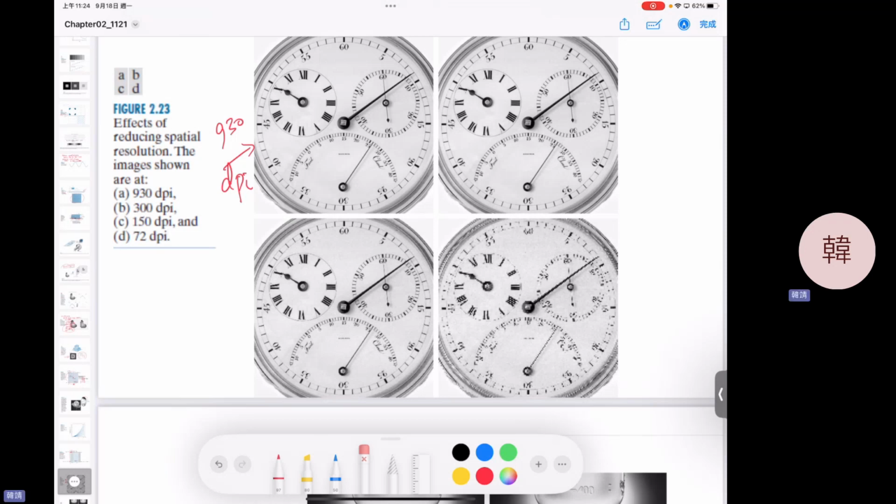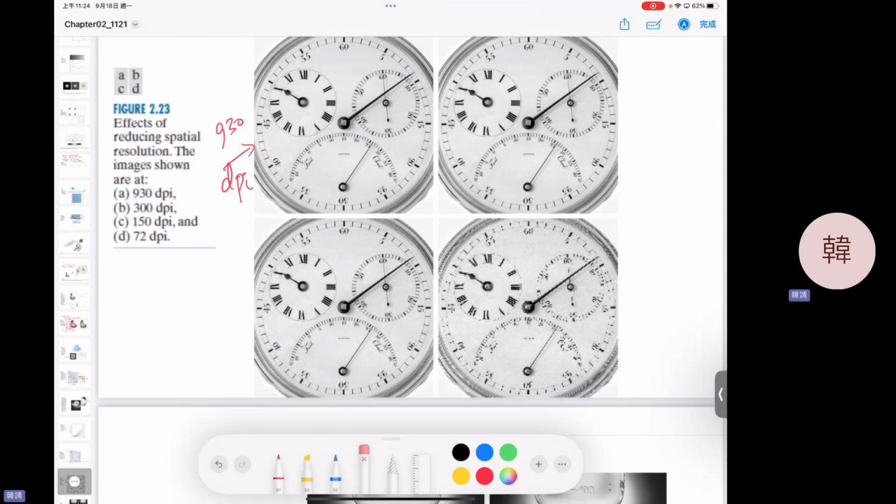The D is dot, P is per, I is inch. Okay, an inch is 2.54 centimeters. So exactly, this is the common terminology for image resolution, spatial resolution: dots per inch. So 930 in 1 inch, 2.54 centimeters.